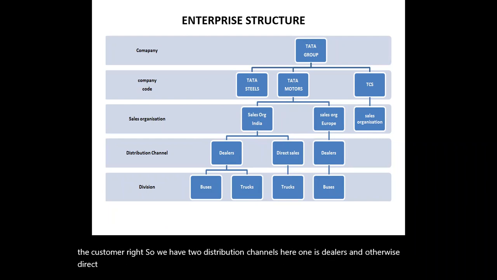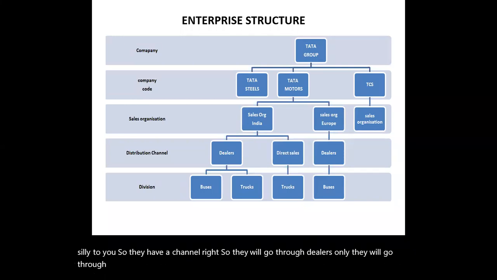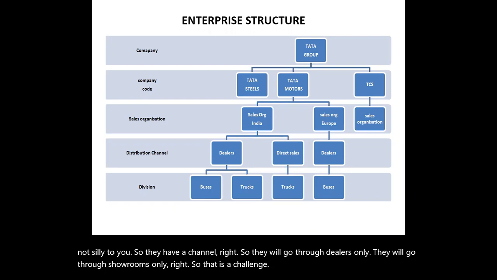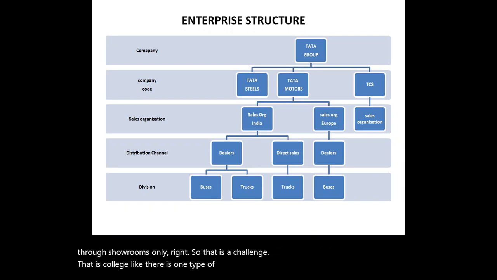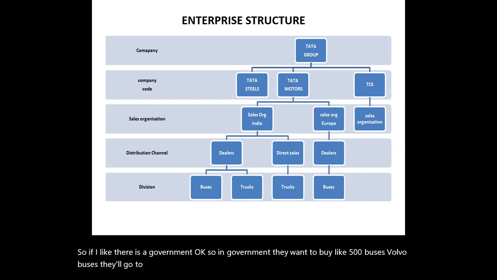If I want to buy a car, I will not go to the Tata Motors plant directly. They will not sell it to you. They have a channel, so you go through dealers and showrooms only. That is one type of channel. If the government wants to buy 500 Volvo buses, they'll go to the company directly, not to the dealers. That is called direct sales.